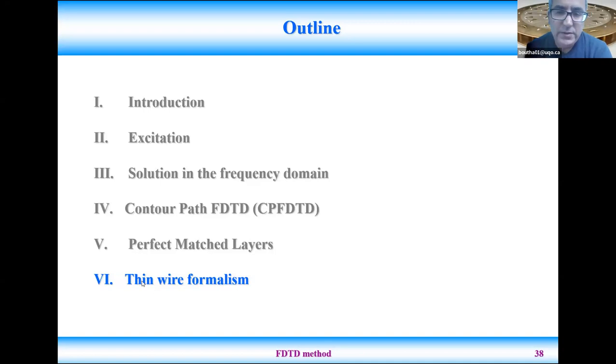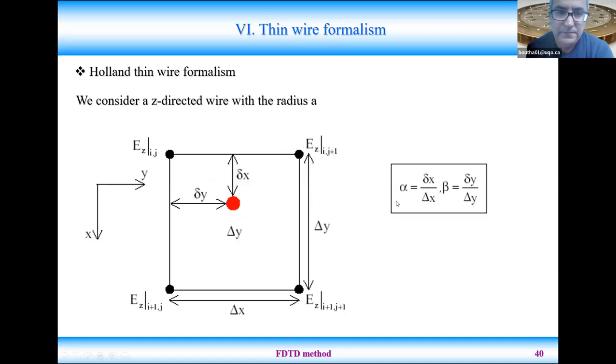So the thin wire formalism is also a subcell problem, like with the CPFDTD. This is used if we want to model a metallic wire, but we don't want to mesh it. Let's continue. Next slide. So suppose you have a metallic wire. This metallic wire is very thin compared to the other structures that you are simulating. And if you start to change the meshing just because of the metallic wire, then the simulation will be really time-consuming. So there is a sub-cell technique, which was proposed by Holland, and that's his formalism that we're going to present now.